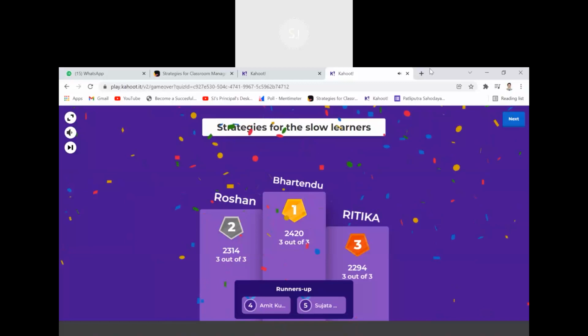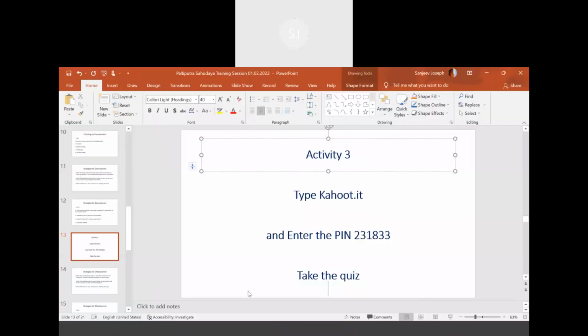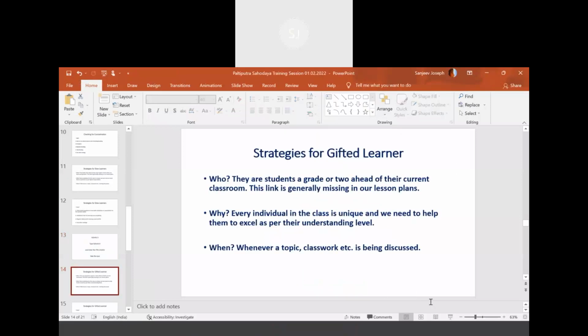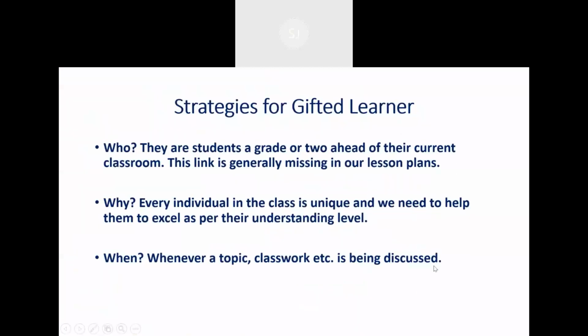We go to the last topic of the day. I think you know what the topic is. The next topic is the gifted learner. Again, generally we do not have strategies for gifted learners. So who are the gifted learners? They are students a grade or two ahead of their current classroom. Remember, there are always children who are ahead of the classroom, but we do not take care of them in the classroom itself. That is why I say this link is missing in our classroom or lesson plans.